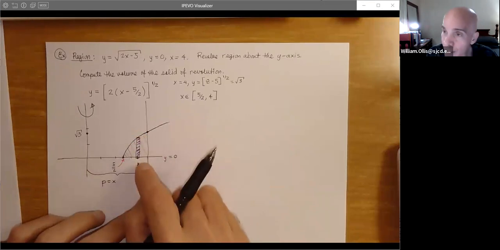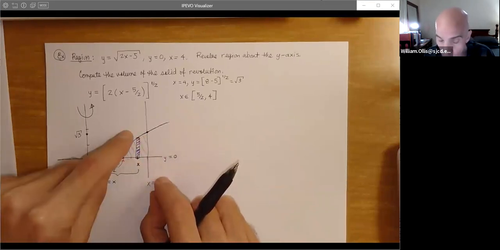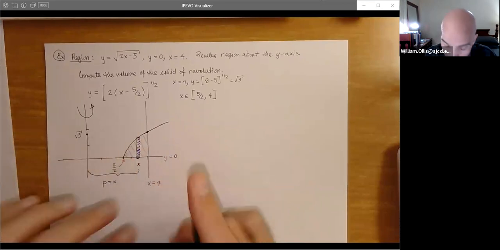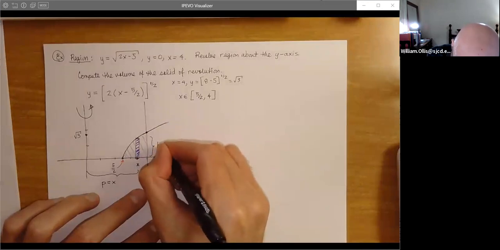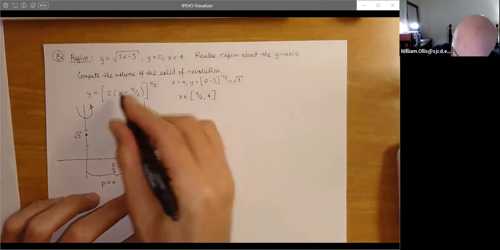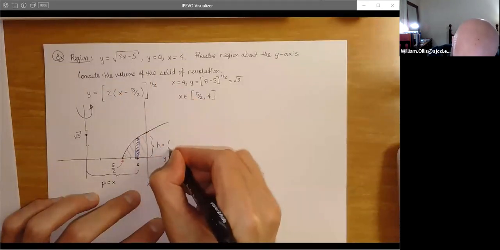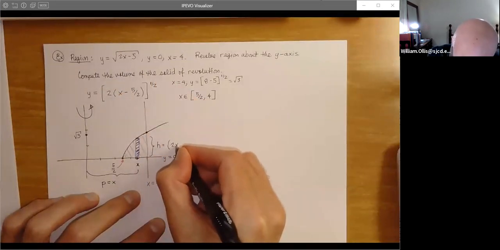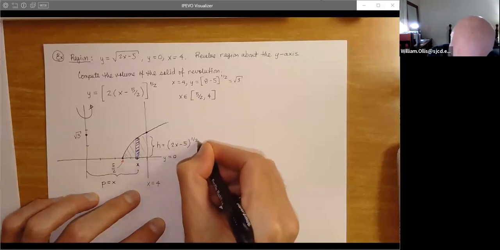Now, of course, the height of the strip will just be from the x-axis, y equals 0, to the curve. And so that's given by the curve. So we can say in this case, h, or the height of the strip, will just be, going back to this formulation, we'll use the 1/2 power, (2x minus 5) to the 1/2.